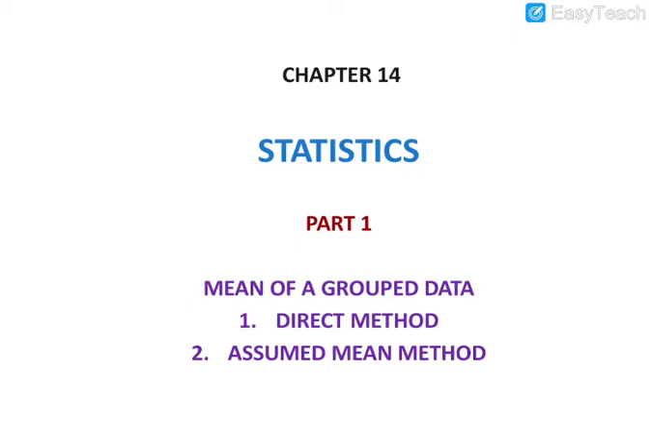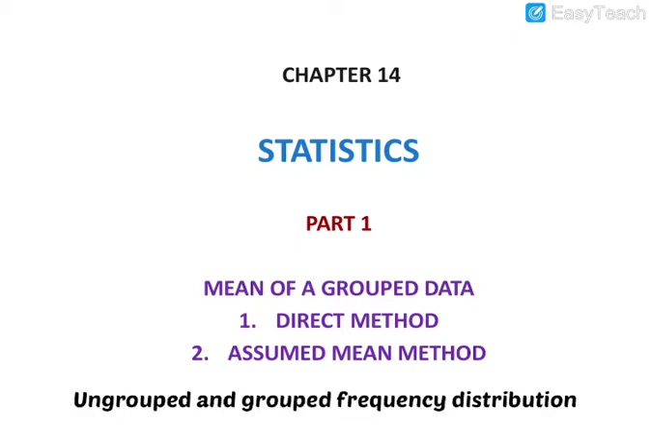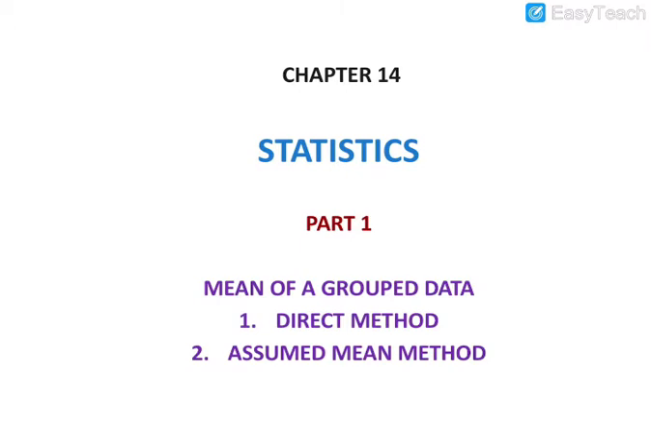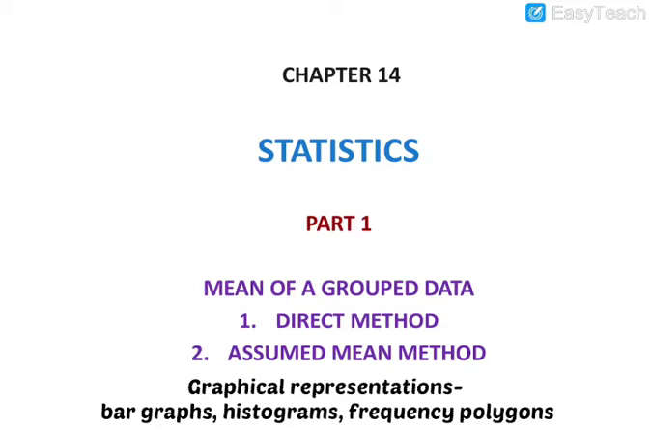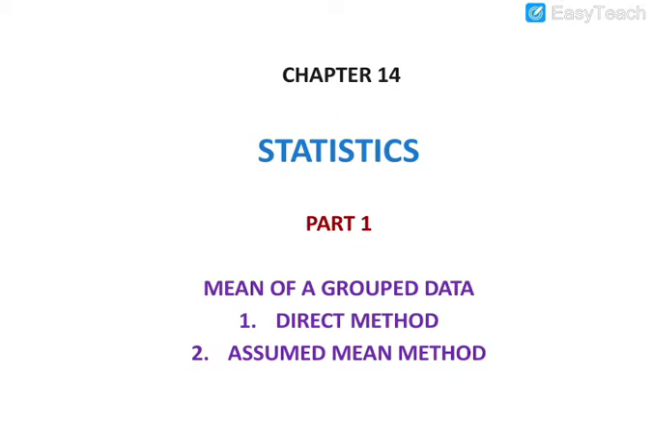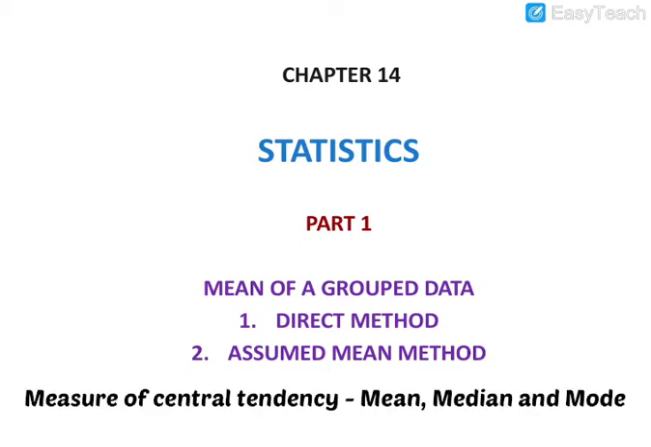In grade 9, we studied how to classify a given raw data into ungrouped and grouped frequency distributions. Then we also learned how to represent this data pictorially in the form of various graphs such as bar graph, histogram and frequency polygons. And we also studied how to represent each data using just one number. This number is called as measure of central tendency, which are mean, median and mode.